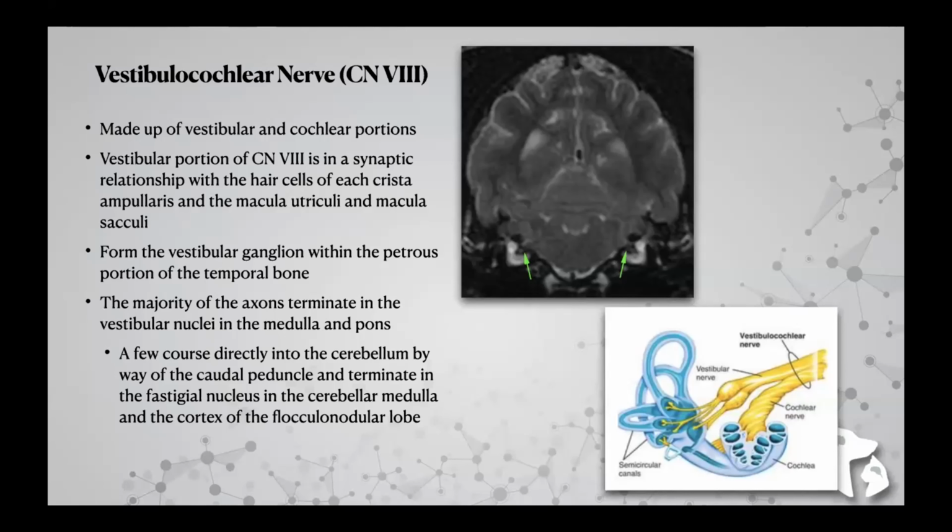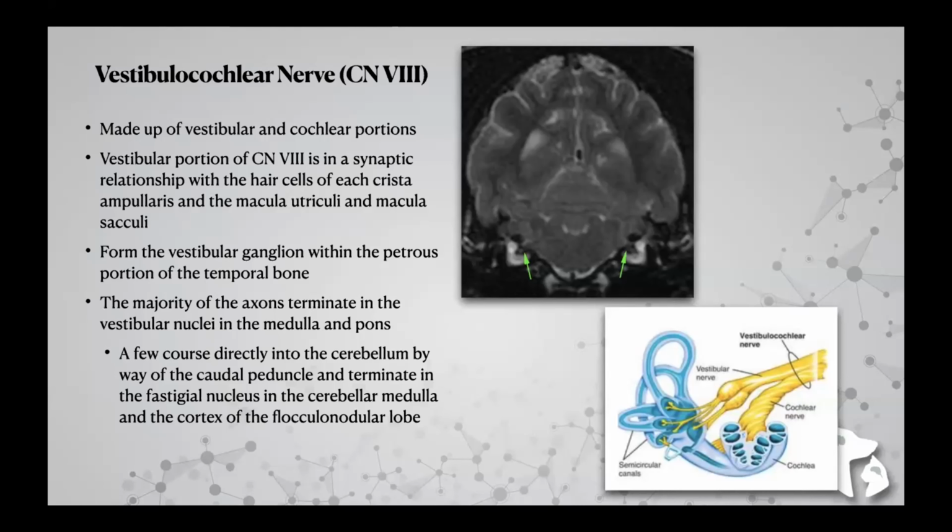They form a vestibular ganglion, which is still located within the petrous portion of the temporal bone. So all of those dendritic zones will leave and get connected to the cell body within the vestibular ganglion. Then that sends the axons up into the brain, where the majority of them will terminate in the vestibular nuclei, which are located within the medulla and the pons, so in the brainstem.